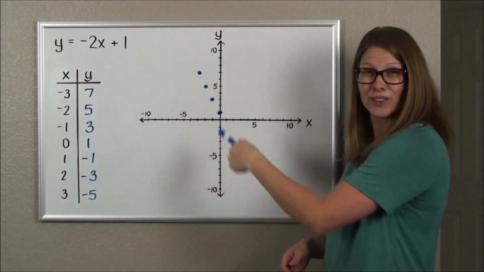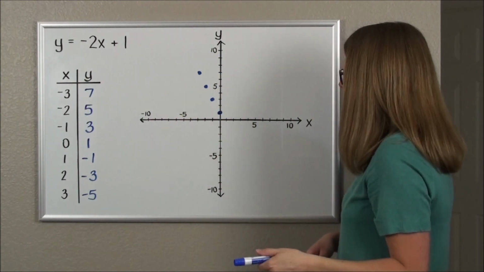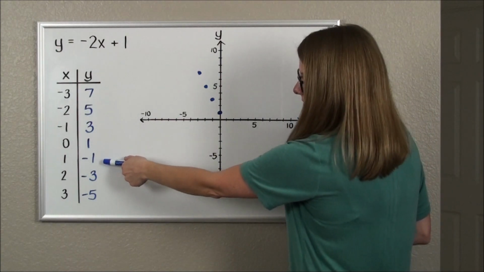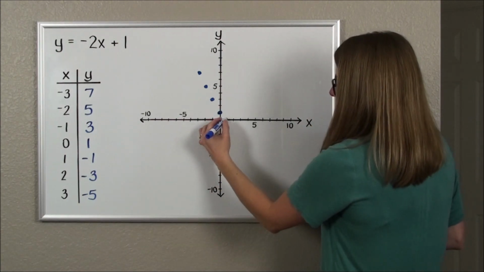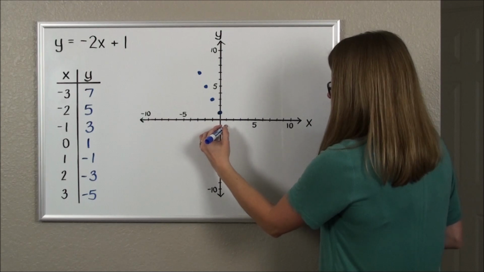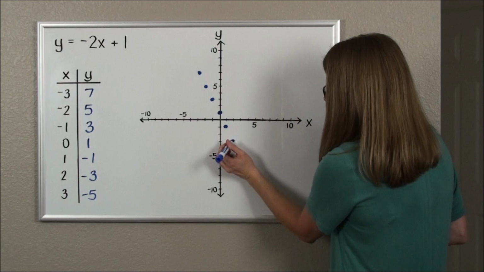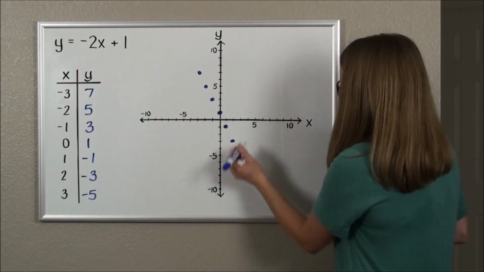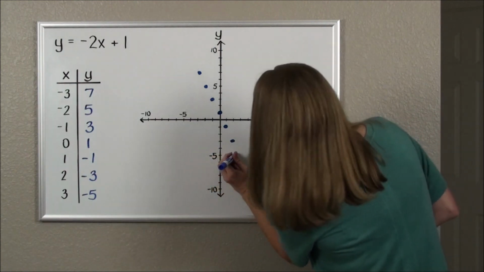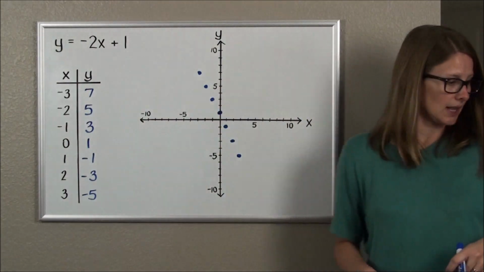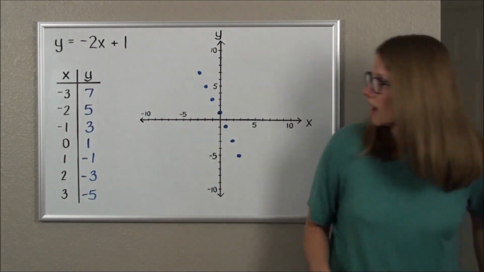It looks like so far these are all lining up, so it means that we've done a good job with all of our calculations. Everything's looking correct so far. 1, -1 will be right 1, down 1. 2, -3 is right 2, down 3. And then 3, -5 is right 3 and down 5. So it looks like everything's lining up. We've done a good job with our calculations.